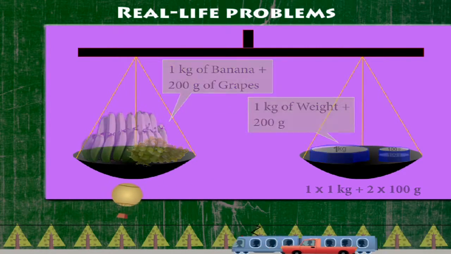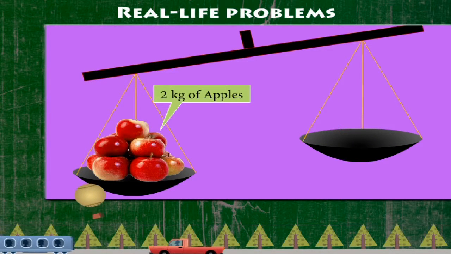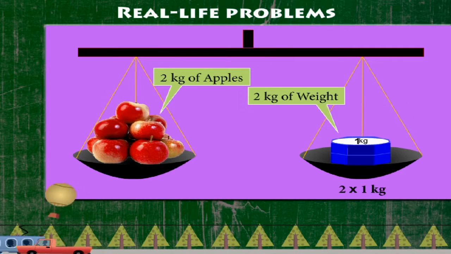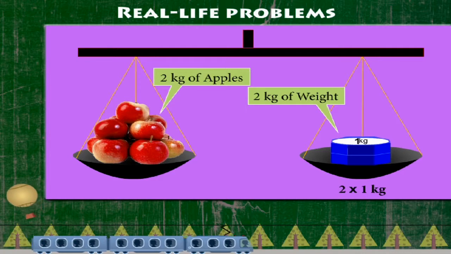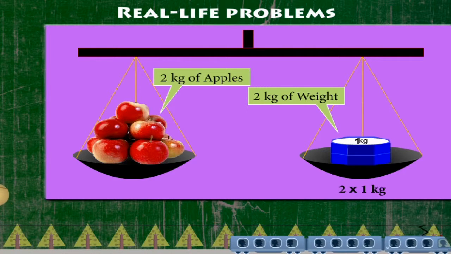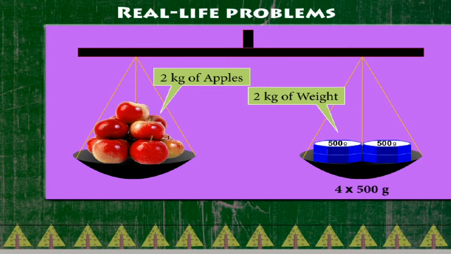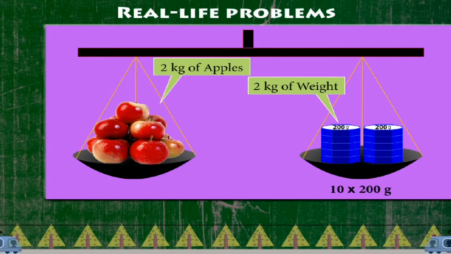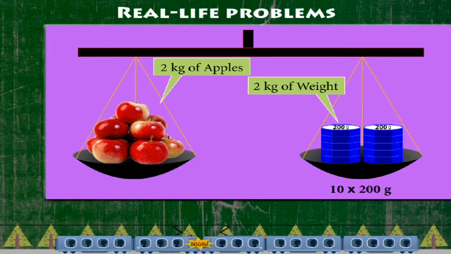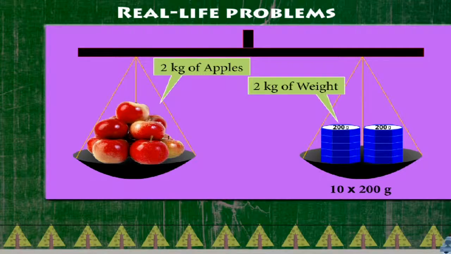This time there are apples on the balance. They get balanced by 2 weights of 1 kilogram. So, they weigh 2 kilogram. This is the same as 4 weights of 500 grams or 10 weights of 200 grams. Remember, weights are standard measures to find out how heavy a thing is.